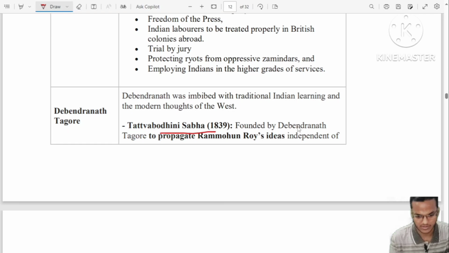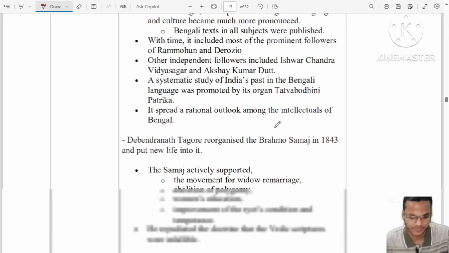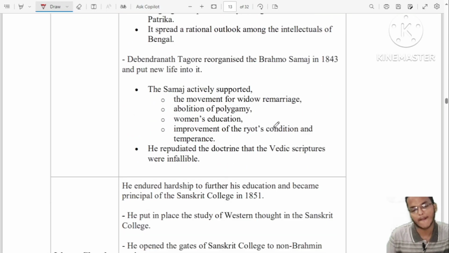Then Devendranath Tagore founded the Tattvabodhini Sabha to propagate Ram Mohan Roy's ideas. It also stood for the same things: resisting the rapid progress of Christianity, the development of the Vedanta or Vedas, women's education, and a rational outlook. It was more or less the same.